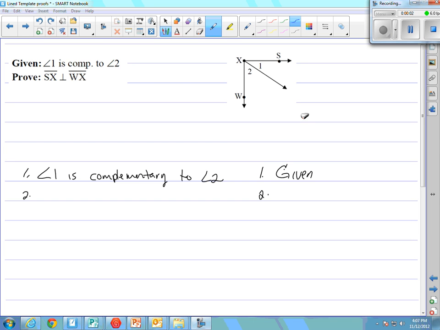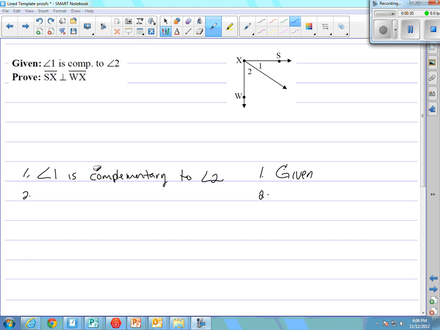In this video, we're being asked to show that segment SX is perpendicular to segment WX, given that angle 1 is complementary to angle 2. Really what you want to think about: if they're perpendicular, they're going to have right angles. So somewhere I want to talk about some right angles, and if I've got right angles, then maybe I need to talk about 90 degrees. So keeping all those things in mind and trying to progress through this question, we're probably going to see that information pop up.